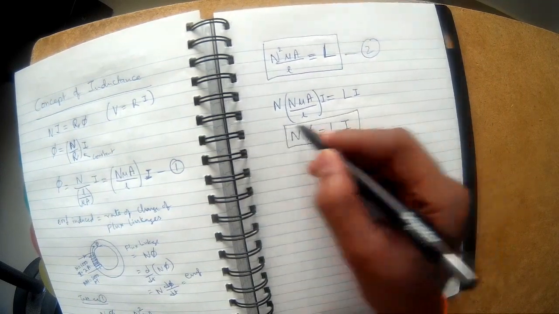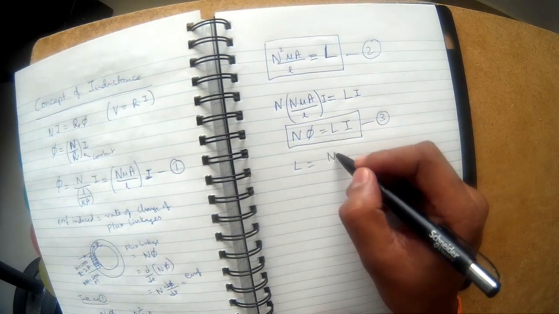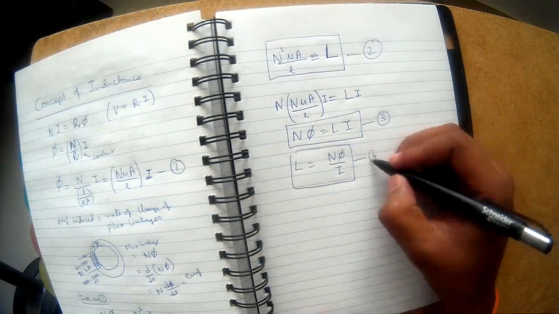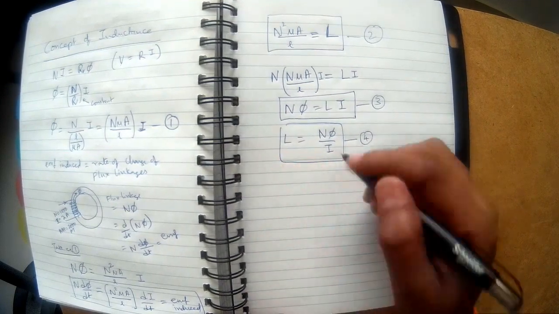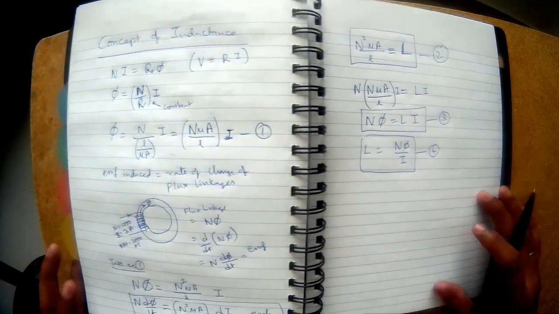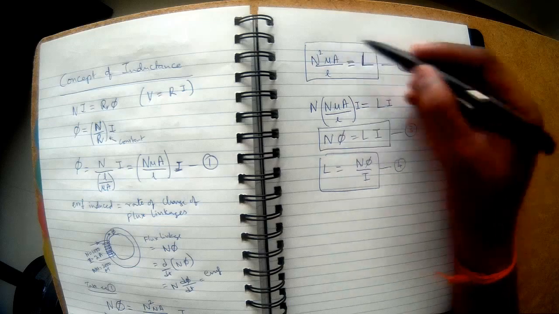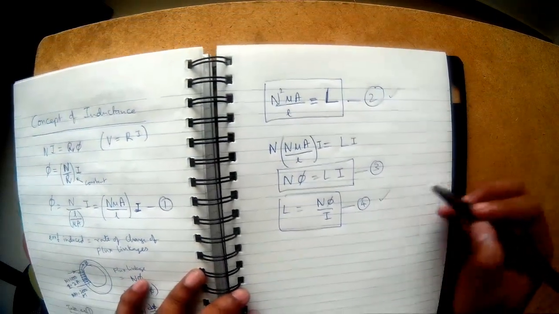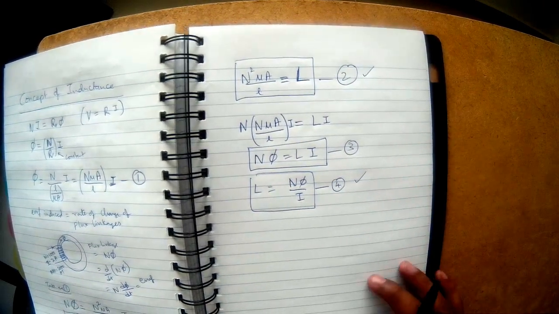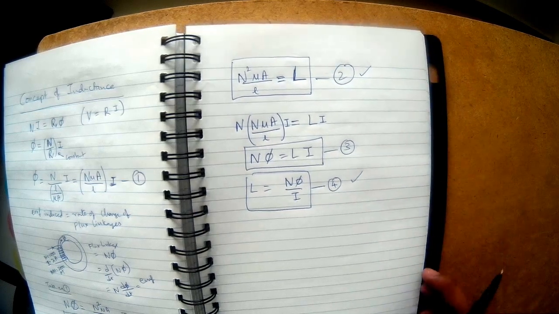So here you will get another relation. From this also I can find L is nothing but N phi by I. Okay. So this is also a way you can find the inductance. If you know the flux linkages and if you know the current, you can find the inductance. Okay. So of course at this stage I have just given two expressions for calculating the inductance. We will see some problems, and later on conceptually also we will see what exactly is inductance. Here I just wanted to bring out the expression for inductance.